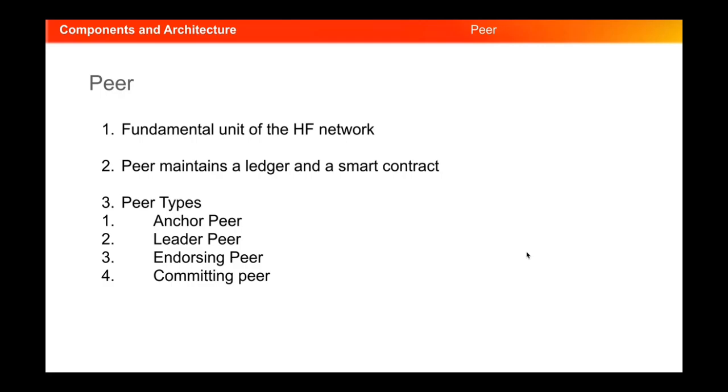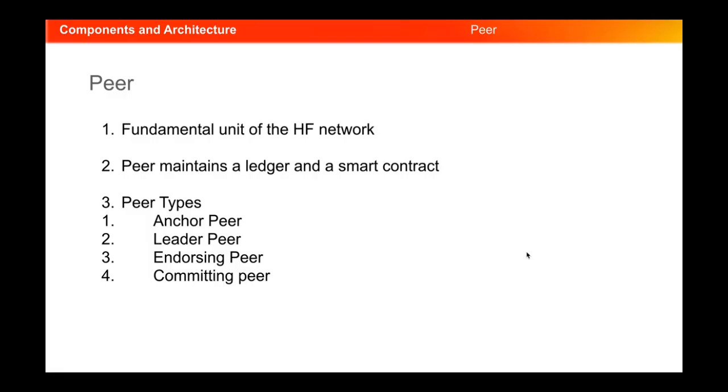So there are different types of peers in a Hyperledger Fabric network. First one is anchor peer, then leader peer, endorsing peer, committing peer. So what do you mean by anchor peer? Every organization must have one or more anchor peers so that those anchor peers can communicate to other anchor peers of other organizations using the gossip protocol. Using anchor peers, the peers in the organization get to know about the peers present in the other organization.